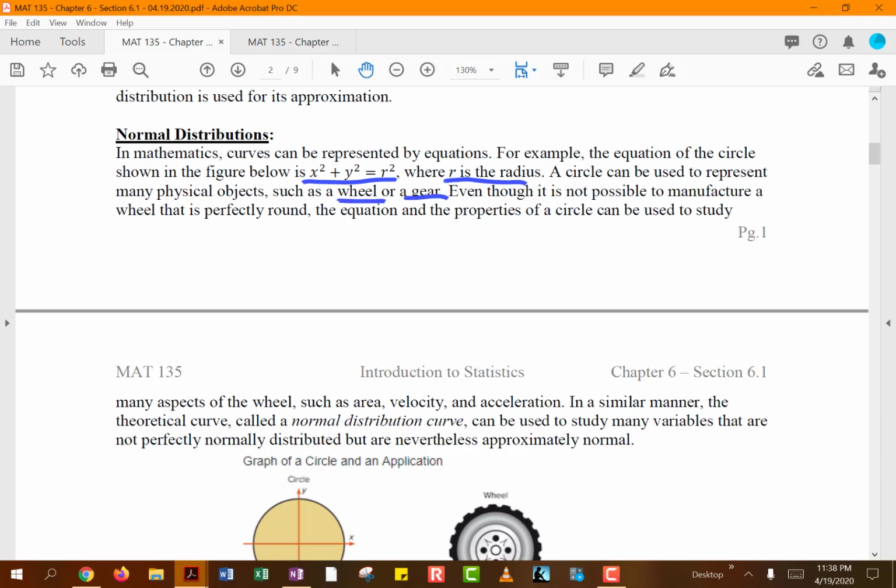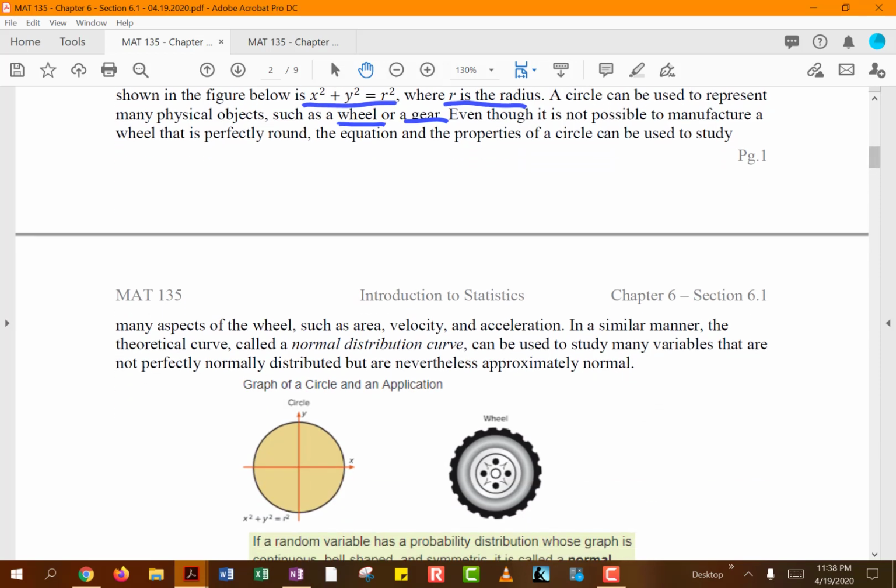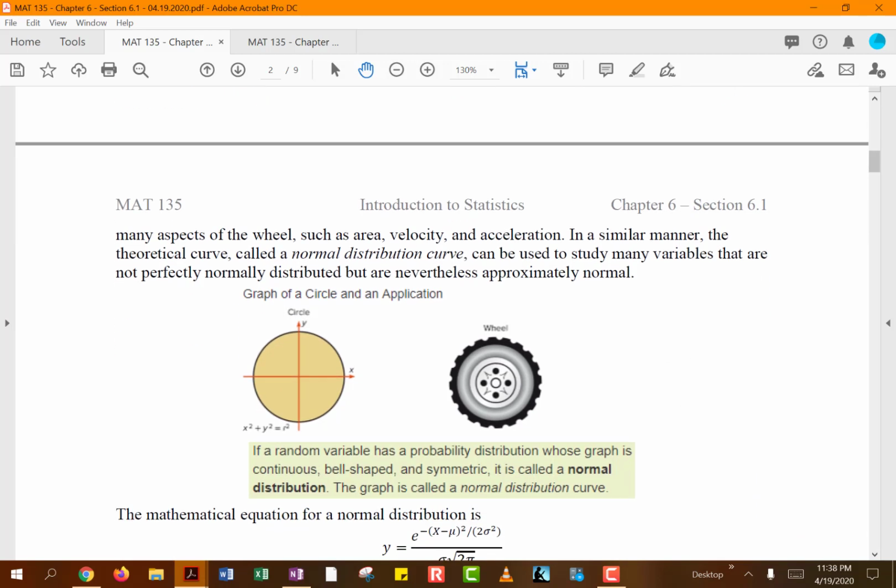They are circular in shape, but that does not mean you get a perfect circle when you're manufacturing these gears or wheels. But we can still use the equation and properties of the circle to study aspects of, let's say, our wheel. You could study its area, the velocity, or even the acceleration by thinking of it as a circle.